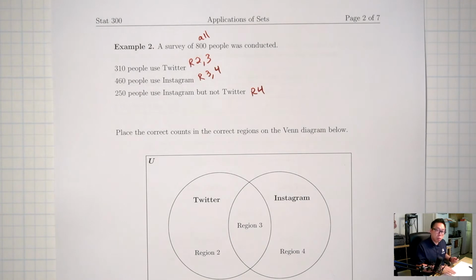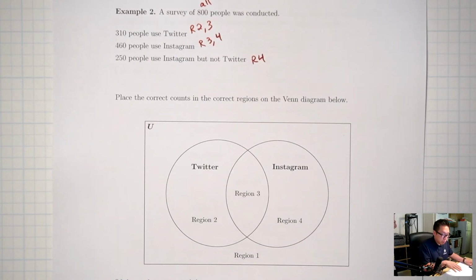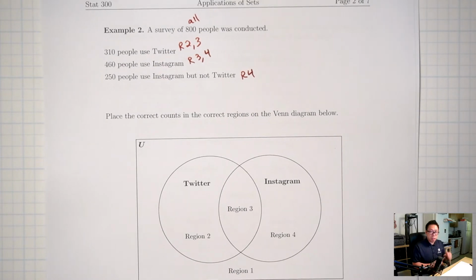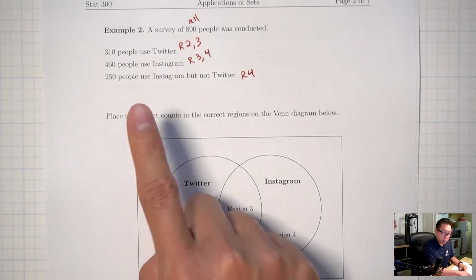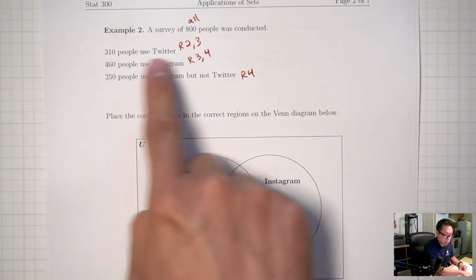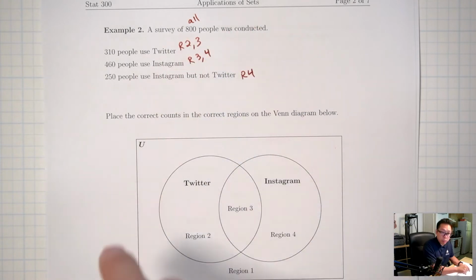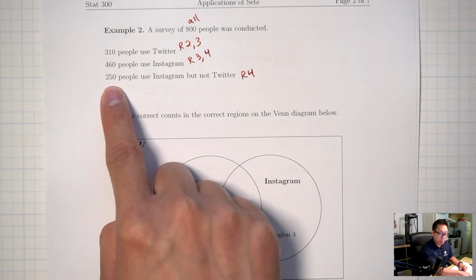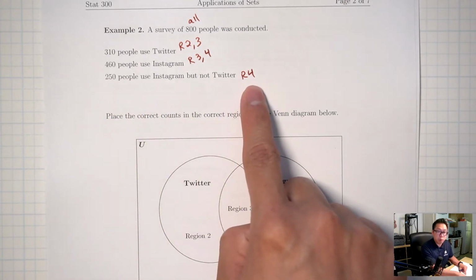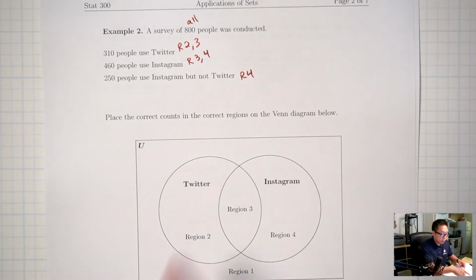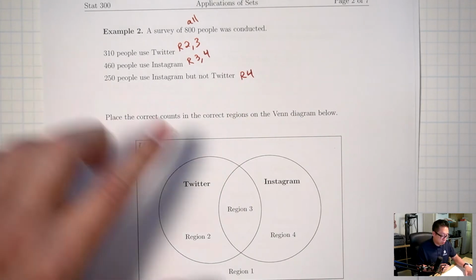And now we're going to go through and put numbers in each of the regions. So my recommendation, just like before, is start with the clue that represents just a single region. Okay, so not 310, because 310 is 2 regions. 460 is 2 regions. 800 is all 4 regions. The only one that represents a single region will be the 250, which is represented by region 4. So 250 is going to go into region 4.